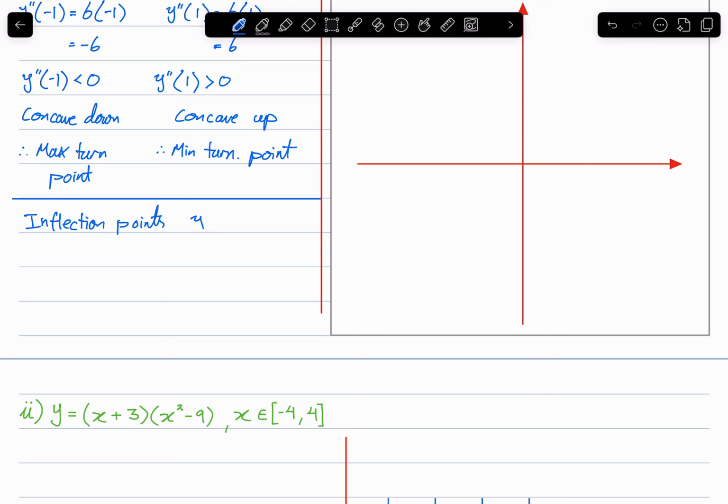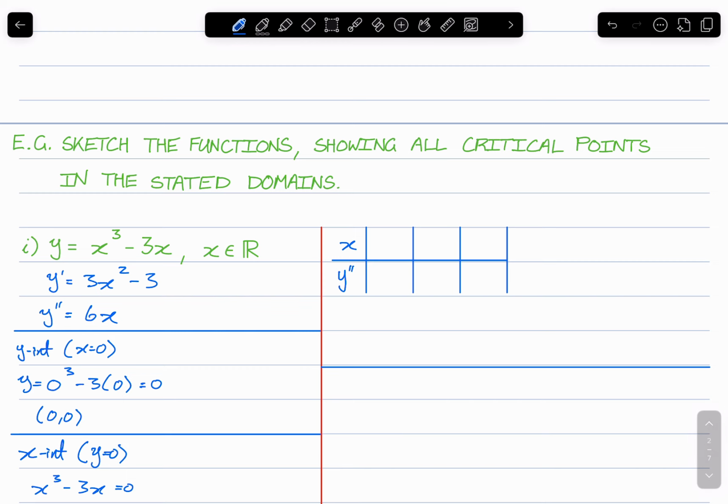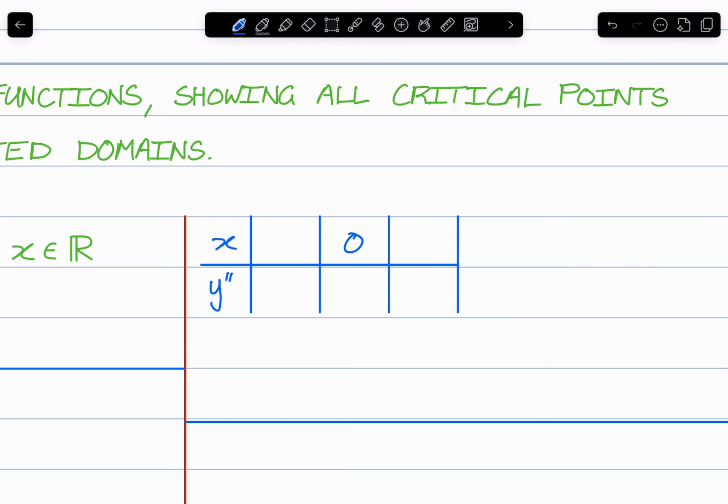And we do this first by letting our second derivative equal 0. So we get 6x equals 0, x equals 0. But remember, it's not enough that we find this point. We must test to see whether or not there's a change in concavity through this point. So 0 is, we already know, going to be 0 if we substitute it back into our second derivative. And we're going to take points above and one below.